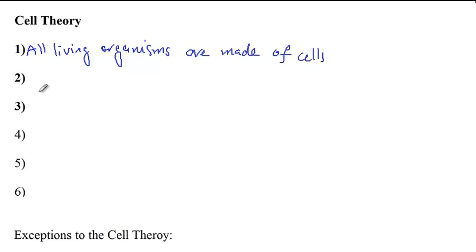The cell theory basically refers to the idea that all living organisms are made of cells. The second part of cell theory tells us that cells are the basic building unit of life. And then the third point is that new cells arise from pre-existing cells that divide in two.